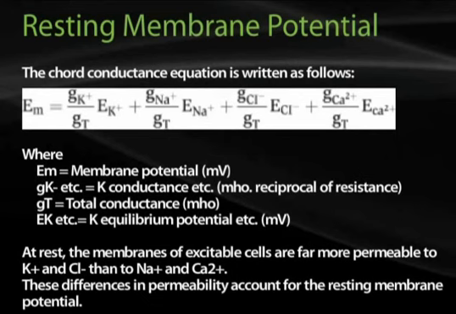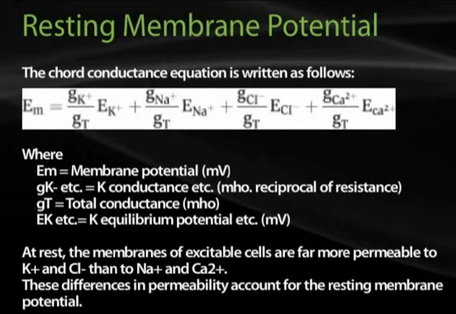The chord conductance equation can be written as follows. E sub m, which is the resting membrane potential, equals the ratio of the conductance for potassium to the total conductance times the equilibrium potential for potassium, added to similar terms for all of the other permeant ions, in this case sodium, chloride, and calcium.